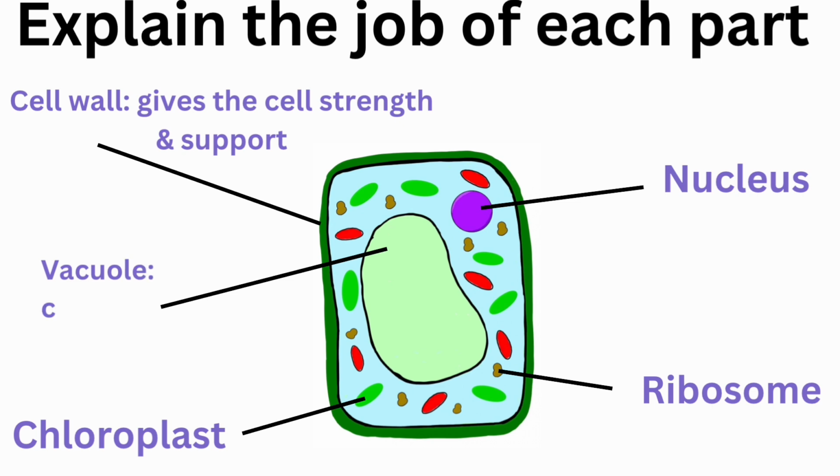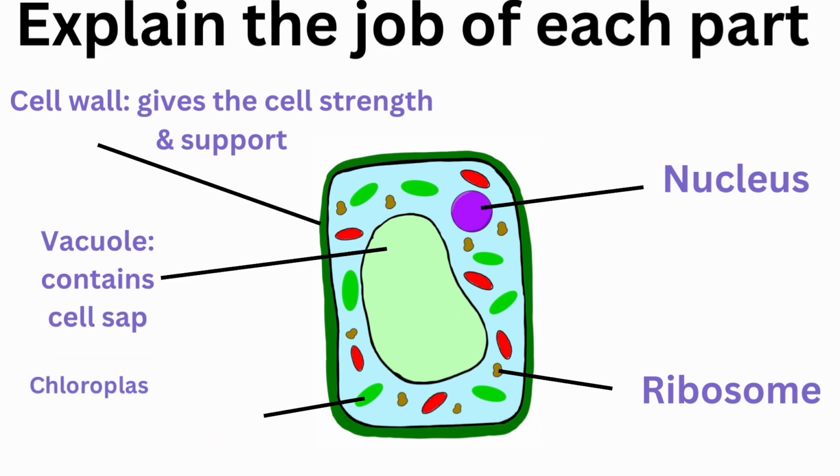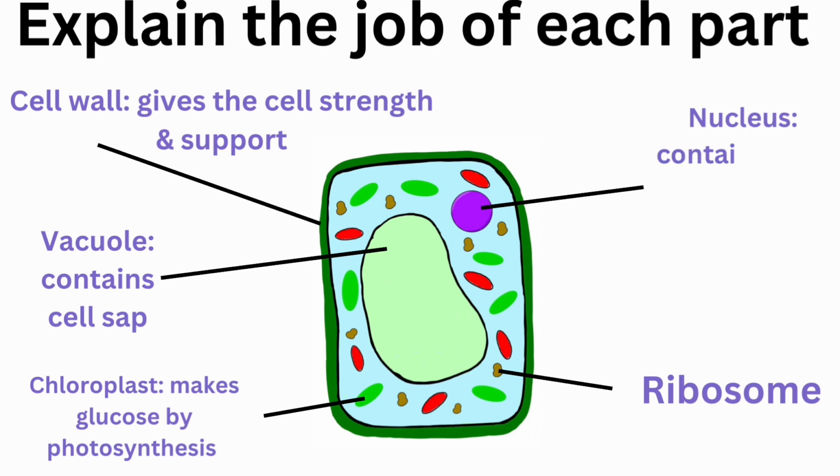For the part vacuole, the key phrase you need to remember is contains cell sap. So if you've written cell sap, you can give yourself a point. For chloroplasts, there's two things you need to mention, and that is glucose and photosynthesis, because a chloroplast makes glucose through photosynthesis. The next part is the nucleus, and the job of the nucleus is to control the cell.